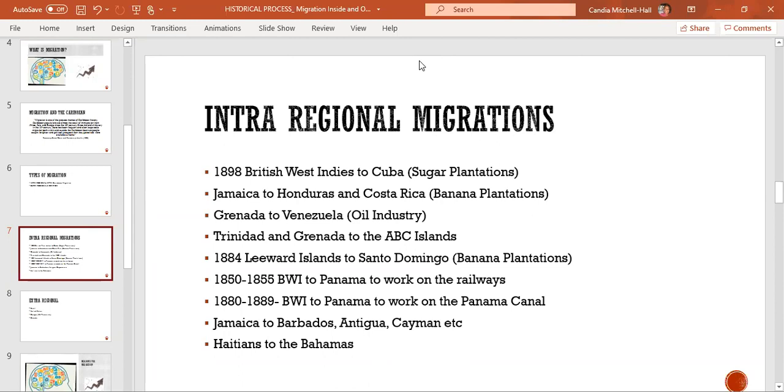Then by the 1880s, they went to Panama again. A different group went to Panama and they went to build the Panama Canal.